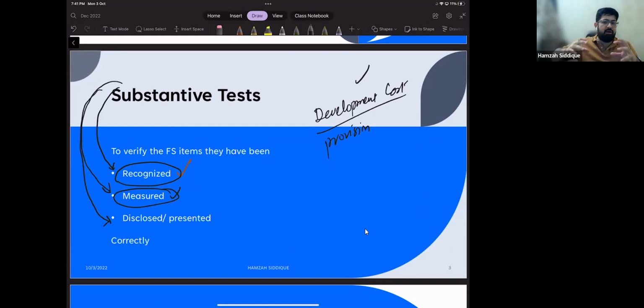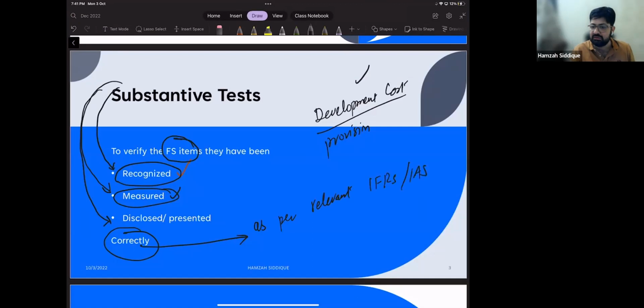They are not something quite out of the way. You have studied accounting treatments, and those accounting treatments have to be verified. So audit procedures are applied. Substantive tests are applied on financial statement items, to check whether they have been recognized, measured and disclosed correctly, correctly meaning as per the relevant IFRS or IAS. These are the purposes of the substantive test.